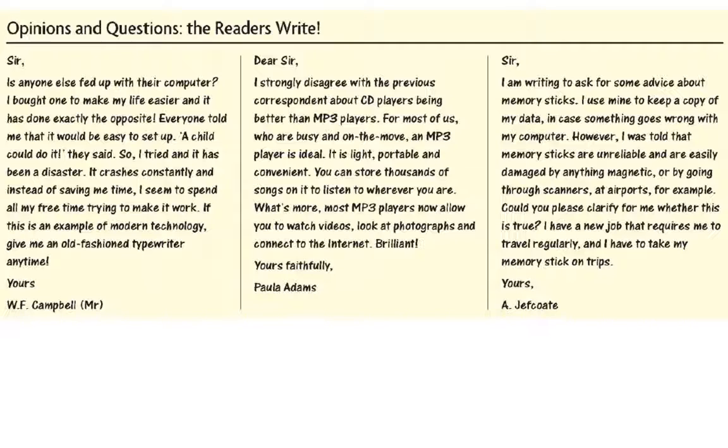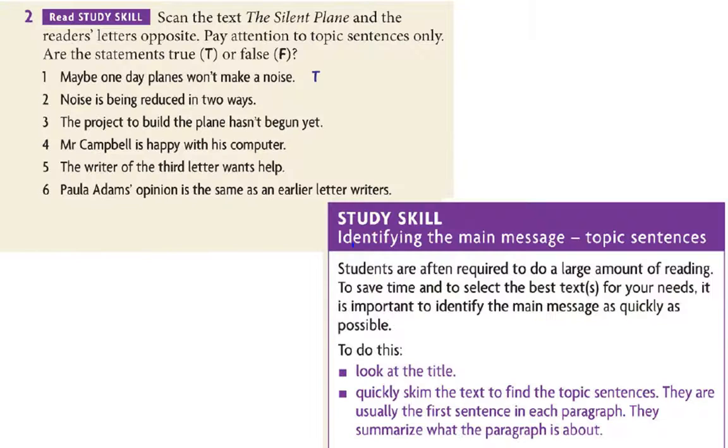Now, we just read the topic sentences from each letter and the first article. Let's go back to the exercise again. We scanned the text, silent plane, and also we scanned the readers' letters, and we paid attention to the topic sentences. Now we can answer these questions by marking T for true sentences and F for false sentences. The first one: maybe one day planes won't make a noise. As the first article is about the silent plane and the plans of making a plane without noise, the first sentence is true.